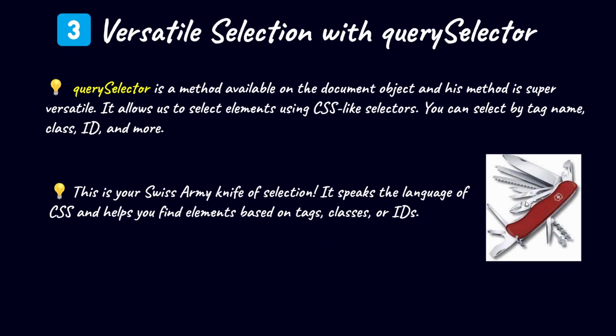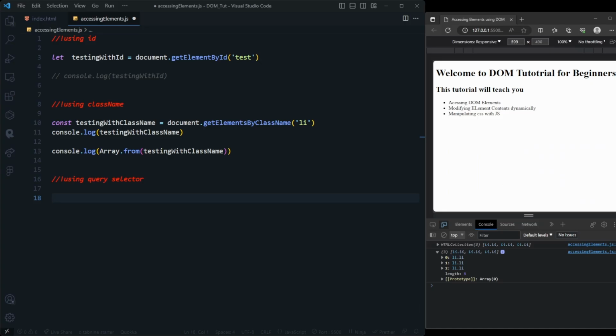I told you that you can select using CSS-like selectors by tag name, by class and by ID. Let's just start with tag name. First we are using tag name here, and how do we use tag name? As usual, declare a variable. I am saying testingWithTagName, and you will give it document.querySelector, and here we are using the tag. Then just simply pass the tag.